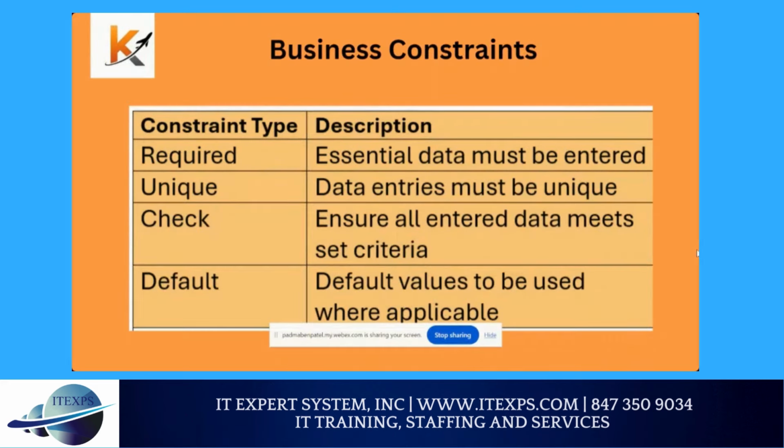The business constraints are the types required: unique, check, and default. These constraints play a vital role in maintaining data accuracy and consistency, which are essential to operational success. Now I'm going to hand over to Neha, who is going to talk about the ERD diagram.